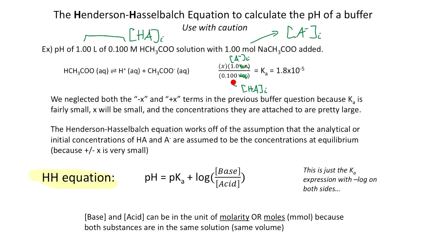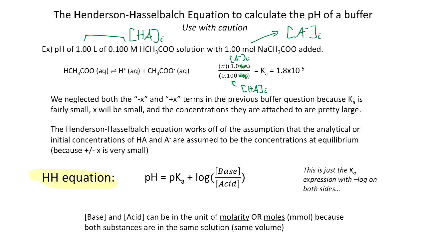We can just say the equilibrium concentrations of the conjugates are the same as the initial concentrations of the conjugates. And so this different equation, pH equals pKa plus log base over acid, is the Ka expression with the approximations already made, where you just negative log both sides of the Ka expression. That's all Henderson and Hasselbalch did. They just took the Ka expression and negative logged both sides, rearranged it, called it a new expression and named it after themselves. That's all they did.